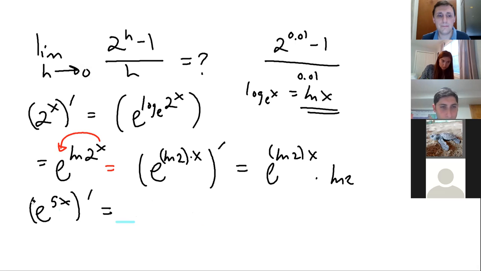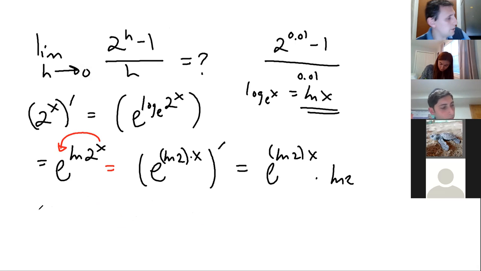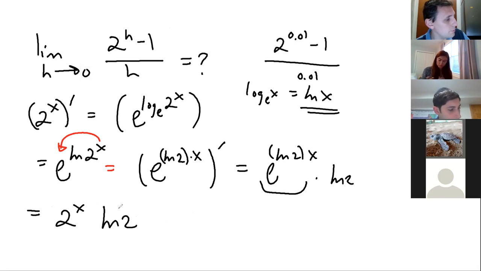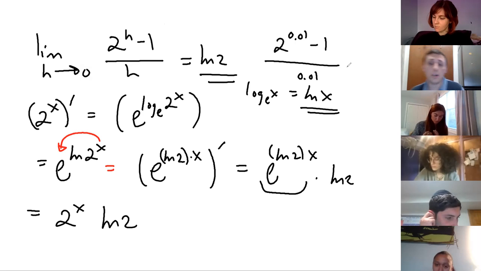Yes? And what do we get here, guys? Look at this expression. This is the original function, 2 to the x. So it's 2 to the x times ln of 2. Right? Look at it, this expression is 2 to the x. So it's 2 to the x ln 2. And this limit, can you see it, guys? This limit is actually ln of 2. We can actually give it a name. The limit of 2 to the h minus 1 over h is actually just ln of 2.